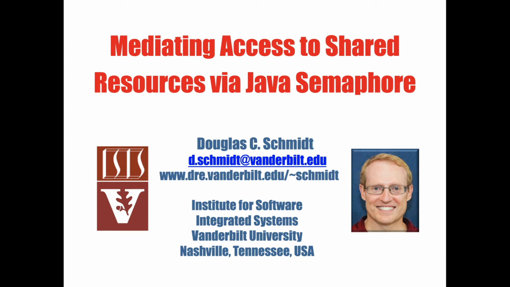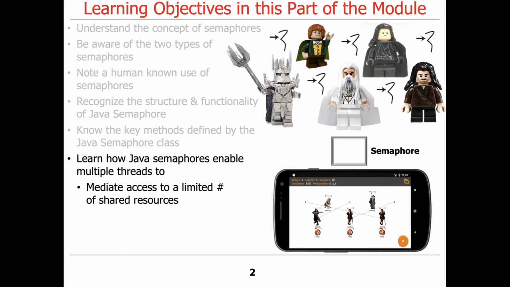So now that you've learned what a semaphore is conceptually and you've got a better understanding of its structure and functionality in Java, we talked about some of the key methods, let's talk about ways in which you can apply semaphores in practice. And there's a couple different ways. The first way, which is what we're going to talk about here, is how to use a semaphore to mediate access to shared resources. And then the next part of the lesson, we'll talk about how you can use semaphores to coordinate interaction between threads.